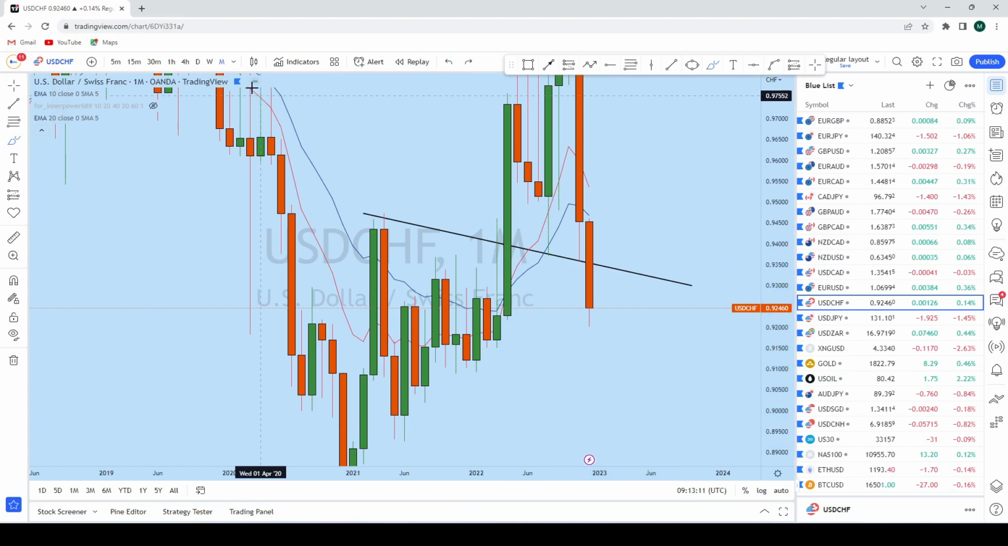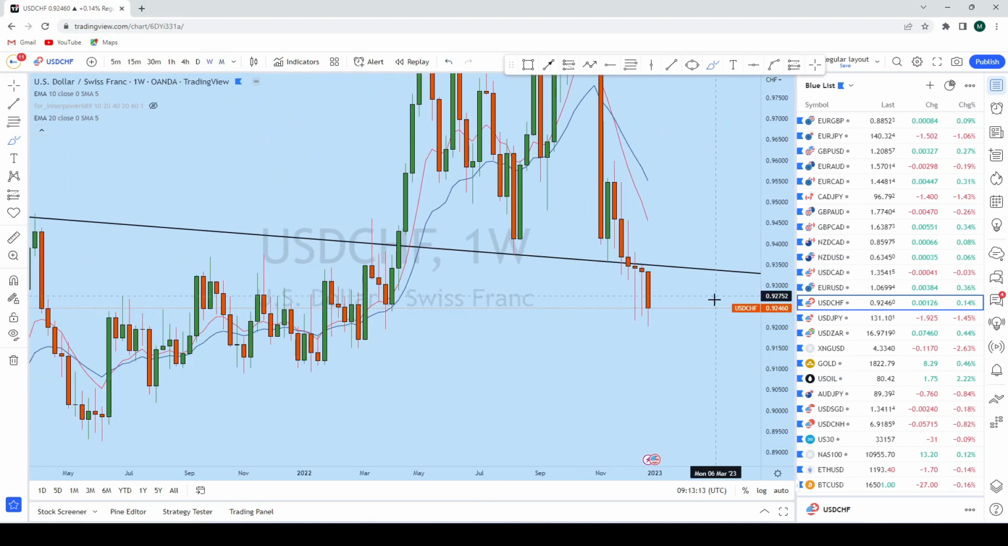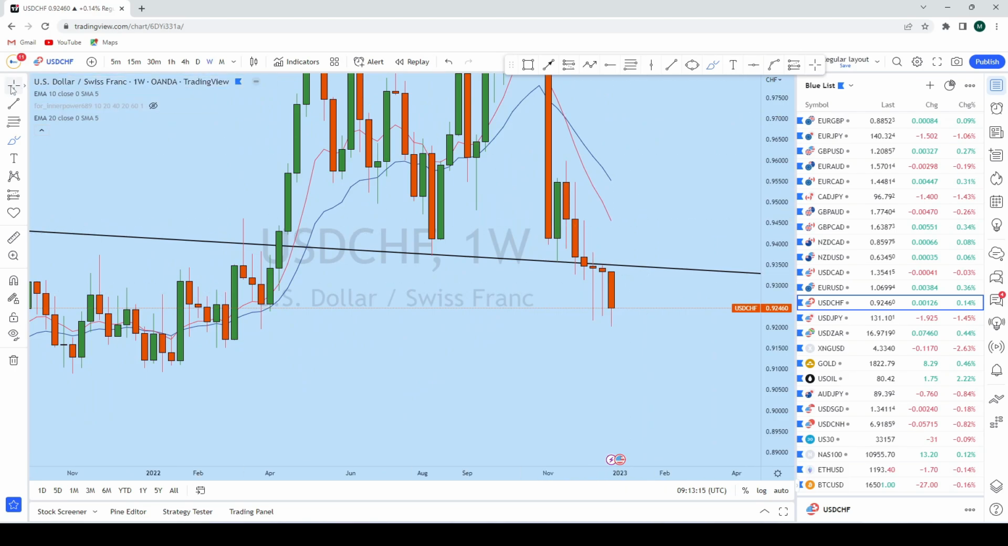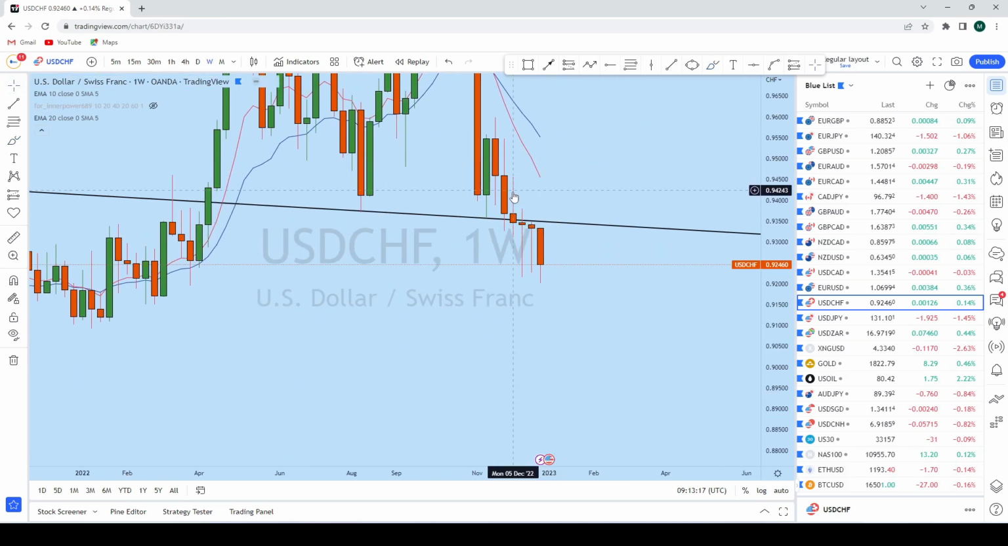This is the monthly perspective. If we look at the weekly time frame, we see that USD CHF was, for quite a few weeks back to back, indecisive and then drastically dropped.